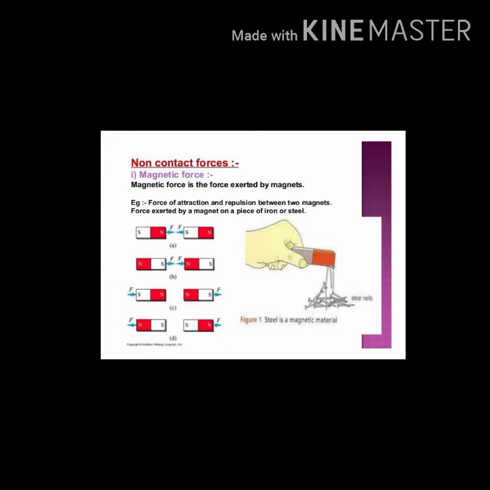When we bring a magnet slowly near some iron pins, then at a certain small distance, the iron pins suddenly jump towards the magnet and stick to it. Since a magnet can exert its magnetic force on iron objects from a distance, therefore, magnetic force is a non-contact force.